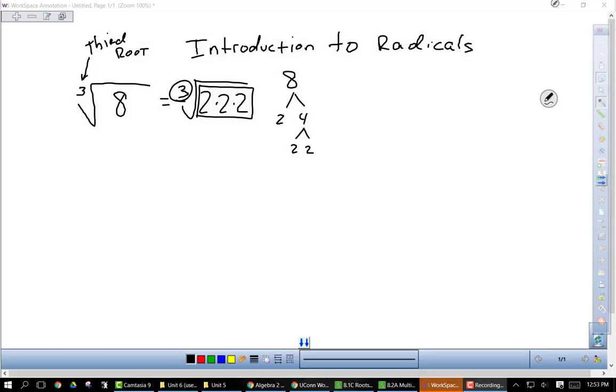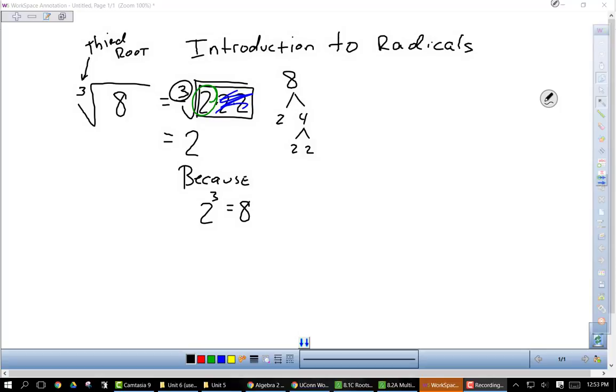Therefore, I am going to only take one of them out, and then the other 2 kind of disappear. That's what happened before. They don't actually matter. So the third root of 8 is actually just 2, because 2 to the third is equal to 8.